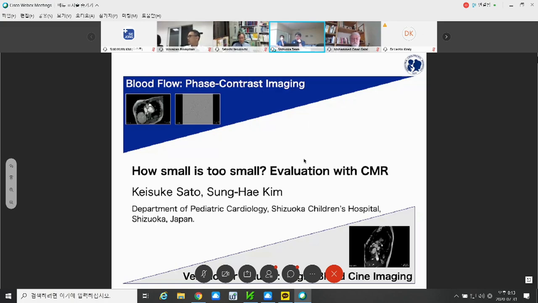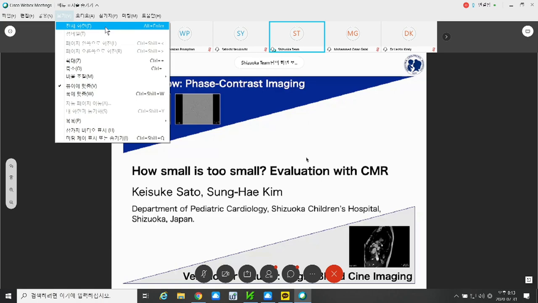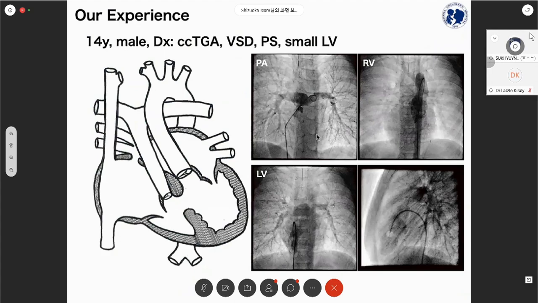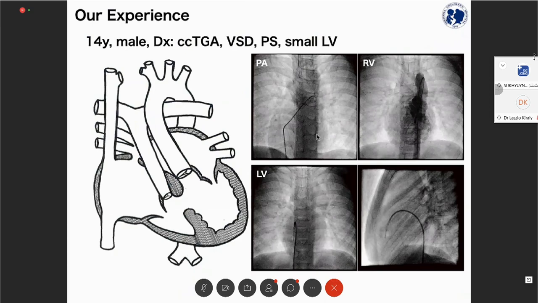Okay, thanks. We can measure blood flow and ventricular volume. So, relatively, a small left ventricular case. Maybe many institutes use CMR information. Here's our experience. Next slide, please. Now, he's a 14-year-old male, and the diagnosis is congenital corrected TGA, VSD, pulmonary stenosis, and a relatively small left ventricle. Here's a catheterization. Next slide, please.